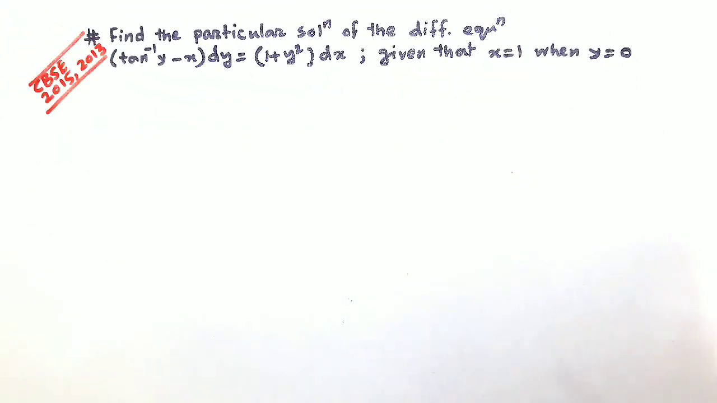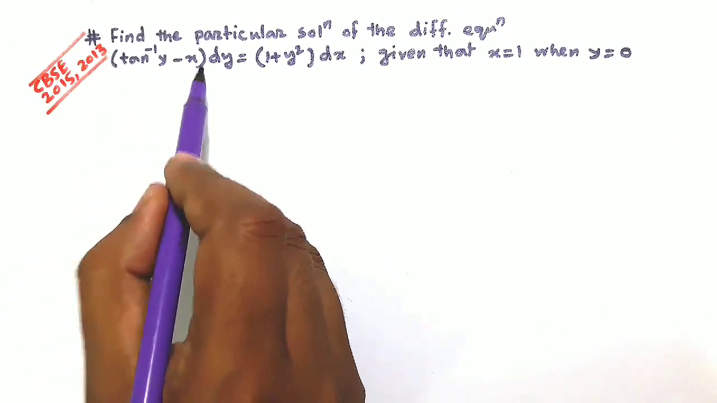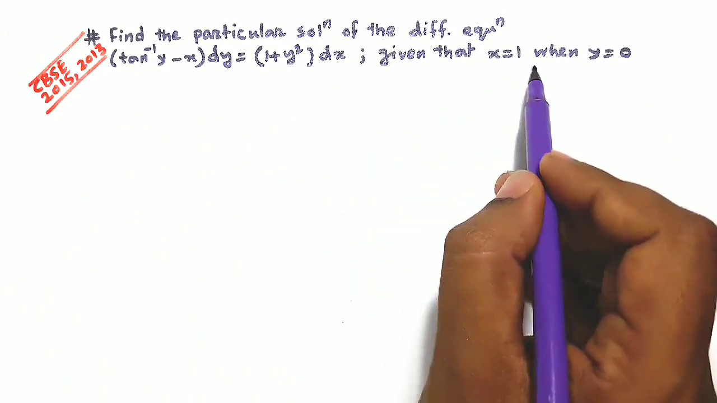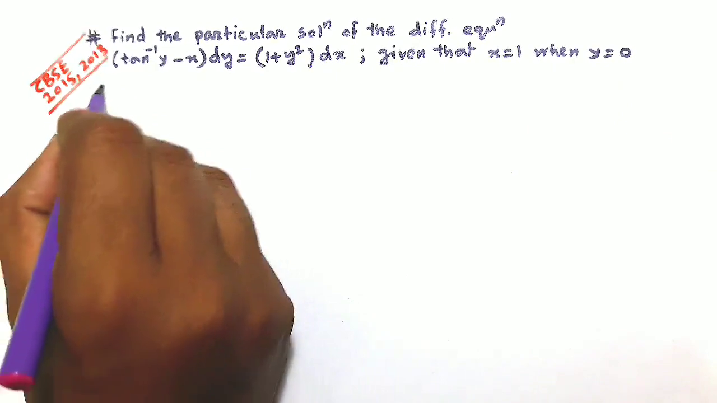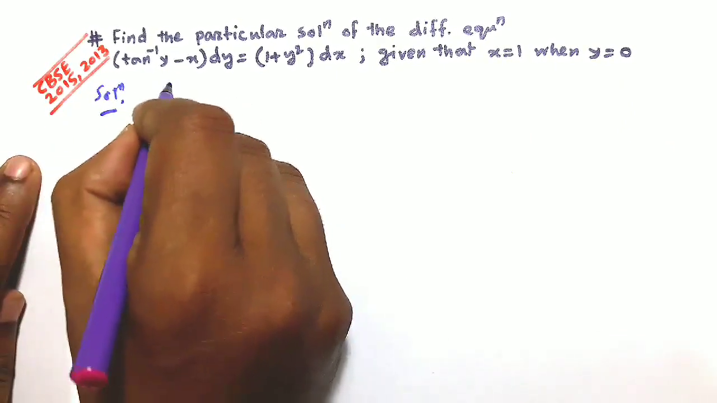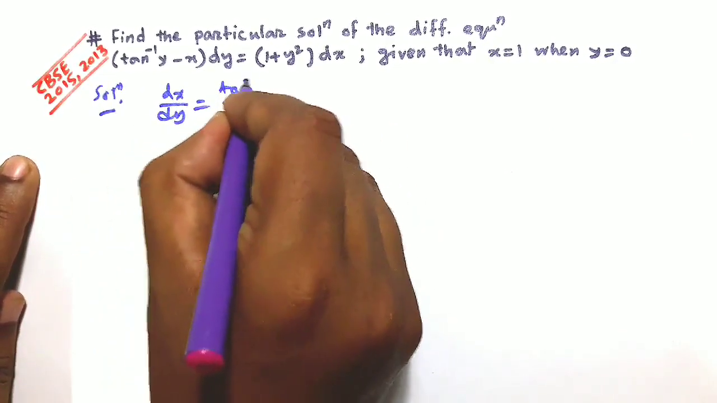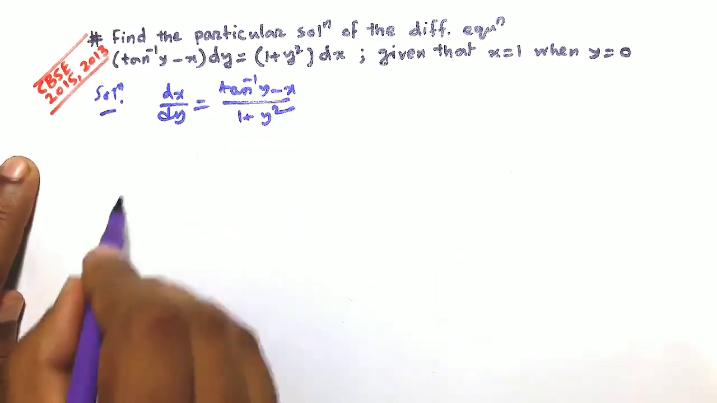Find the particular solution of the differential equation tan inverse y minus x whole dy is equal to 1 plus y square whole dx, given that x is equal to 1 when y is equal to 0. Friends, here we can write, this step is important, the first step is important, dx/dy is equal to tan inverse y minus x upon 1 plus y square, okay?